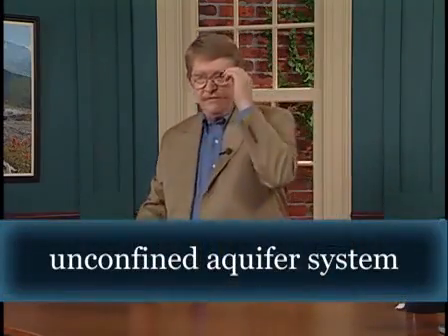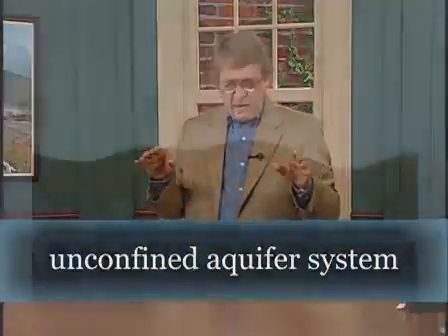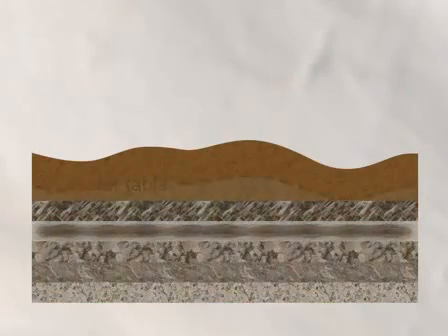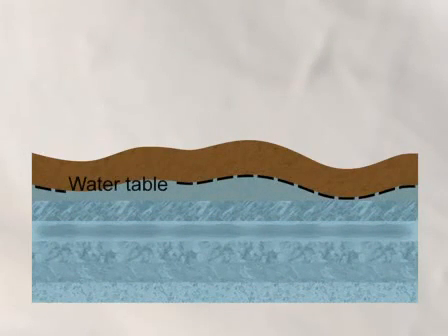Now, aquifer systems. There are two fundamentally different kinds of aquifer systems. We call them unconfined and confined. So let's take the unconfined first. So here's the picture again. Surface, water table, and probably at this time, it doesn't have to be, let's sort of picture this as being a regional water table, although it doesn't have to be.